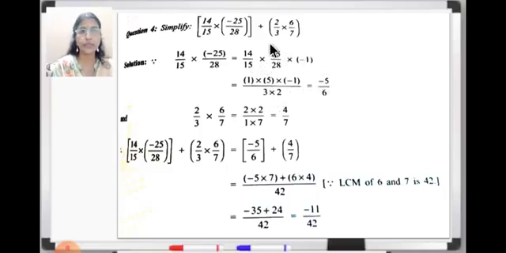Now we'll do this one. We'll write 2 upon 3 into 6 upon 7 and solve it the same way. You can write first 2 into 6 upon 3 into 7, and then reduce, or reduce here only. 3 2s are 6. So when you reduce it, you get 2 into 2 upon 1 into 7. And the next step, 2 2s are 4 upon 7.